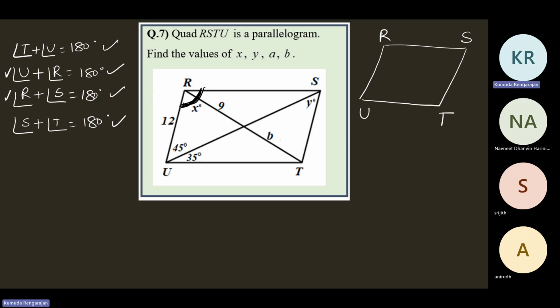Let me make it clear. You need to find X, which is angle R. So you can do two things. Either you can use angle R plus angle S is equal to 180 to find X, or you can use angle R plus angle U is equal to 180, depending on the information given in the question. So which one will you use?